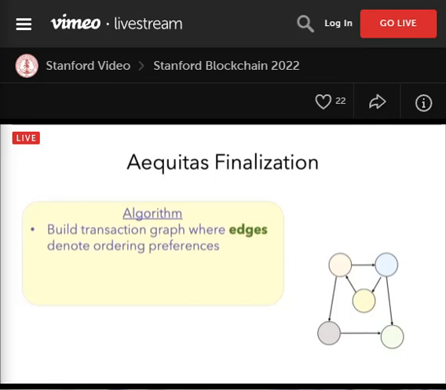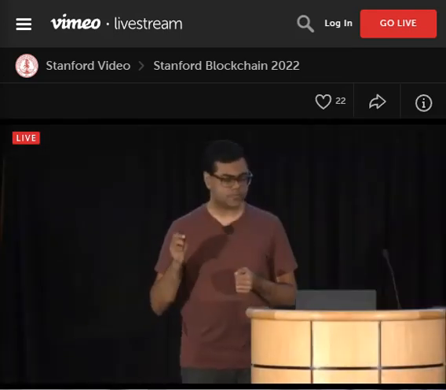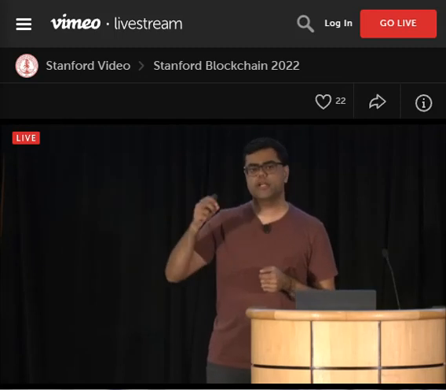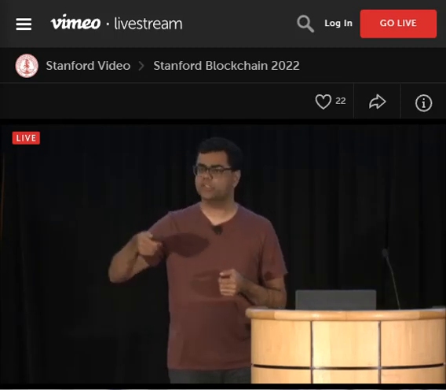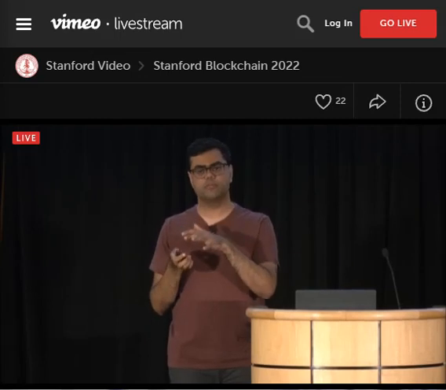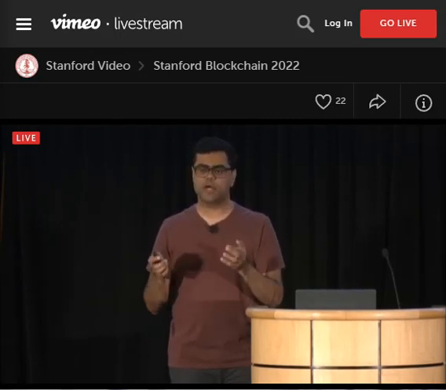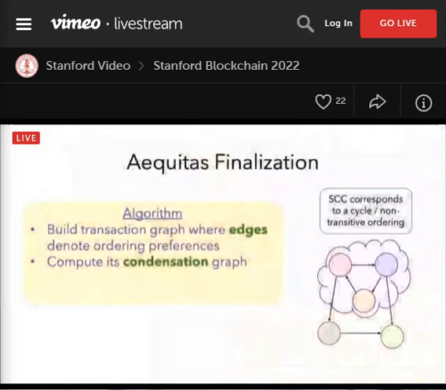So how does the Iquitas finalization work? So the algorithm is actually not that complicated. So basically what it does, it builds a graph where the vertices in the graph are transactions, and the edges denote ordering preferences. So an edge from A to B would say that a large majority of nodes receive transaction A before B. And now you can see that there can be cycles in this graph because of this Condorcet paradox. So every strongly connected component, in fact, in this graph will correspond to some non-transitive or paradoxical ordering.